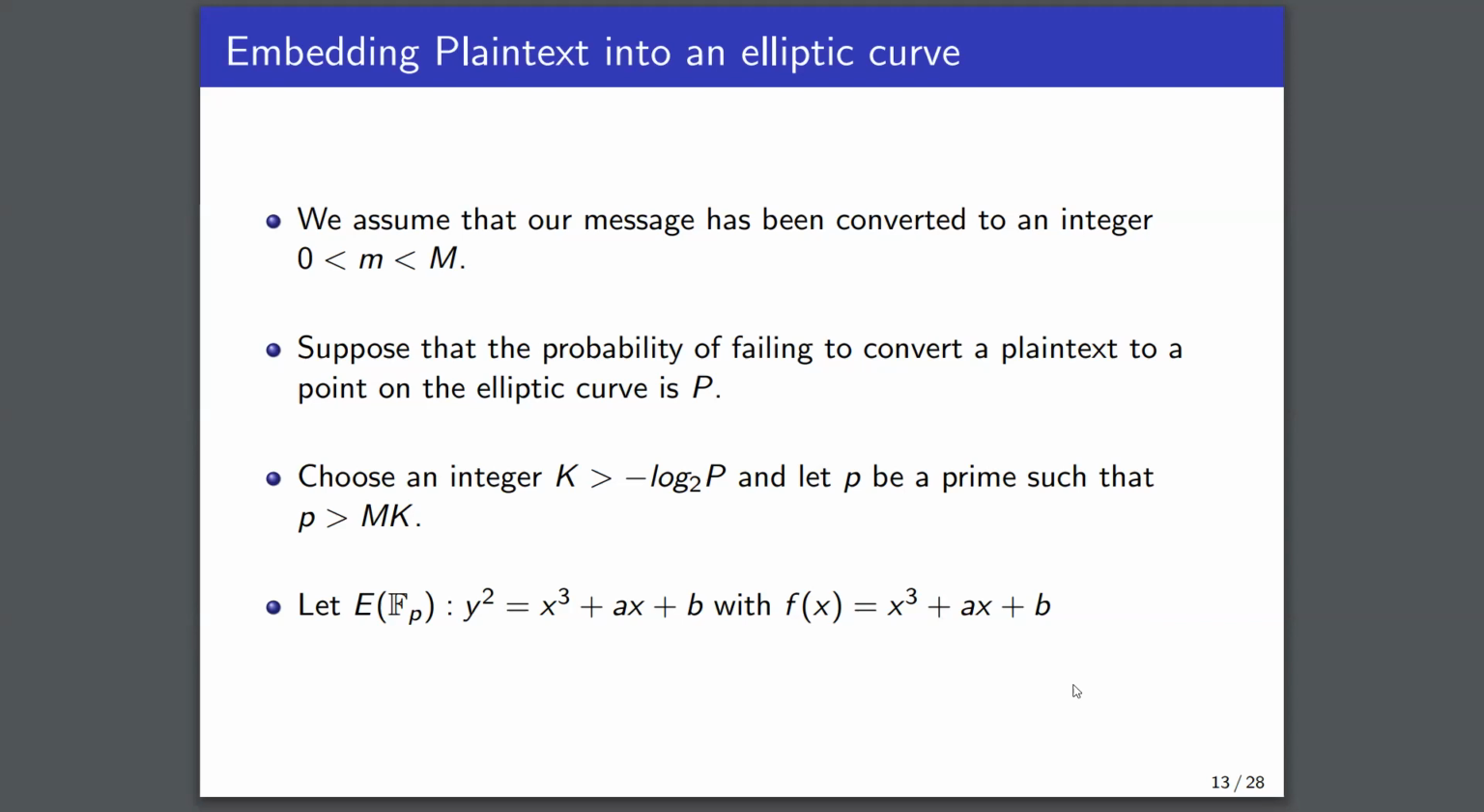Now, our machine is, let's say, not very reliable. So we assume that the probability of failing to convert a plain text is capital P. So there's a chance that for some message it's not possible to convert it to some point on the elliptic curve, and we just assume that this probability is P. Now what we do is we choose an integer k, which is larger than minus log P to the base 2. Why we are doing this will be clear later. After we choose this k, we choose a prime p which is larger than M times k. Now we can create our elliptic curve over F_p, where p is this prime given by p greater than Mk. And now our goal is to convert this small m into a point on the elliptic curve E(F_p).